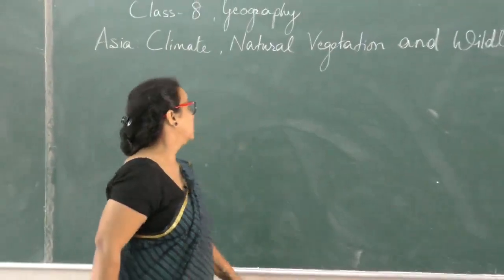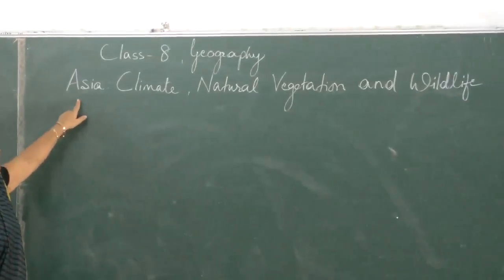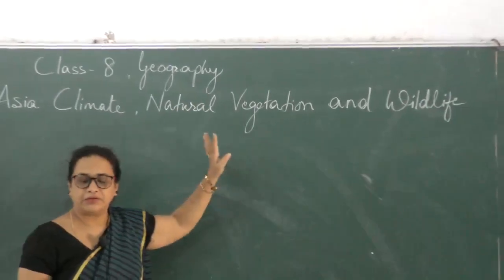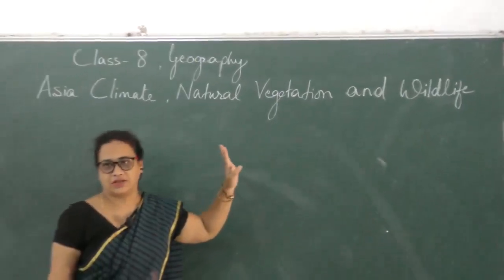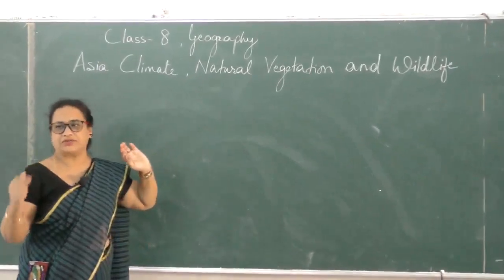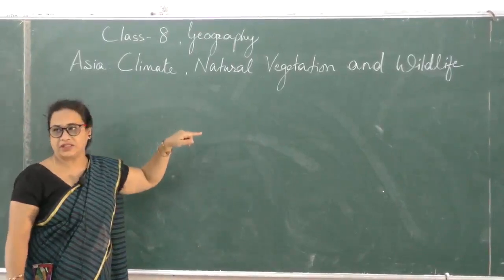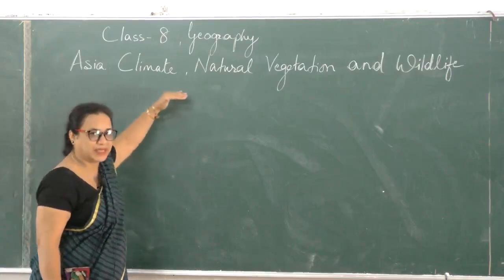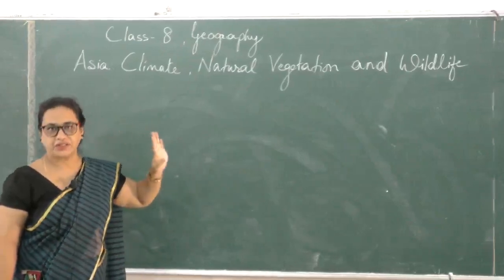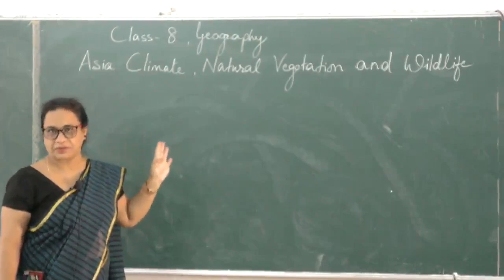And today my schedule is to move into the next chapter according to your syllabus, that is Asia, climate, natural vegetation and wildlife. And if you have gone through the book, it's a very vast chapter. Clear? So actually the previous chapter, Asia, the location and physical features which you studied, this chapter is a continuation of that chapter. So before I actually begin this chapter, there are some terms I would like you to note down, the definitions and some answers also which I would like to give for the previous chapter.